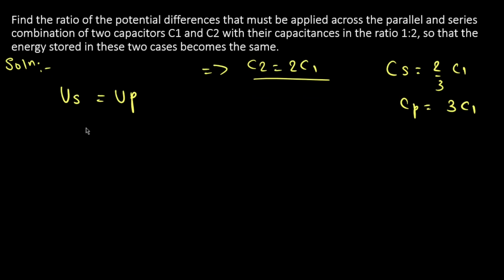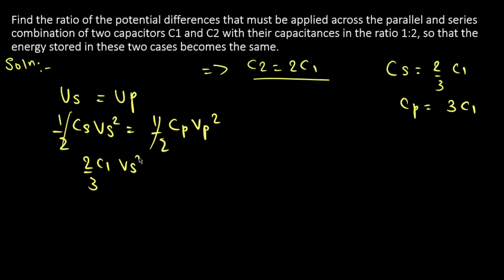For that we need to find out the potential difference that must be applied. So you know that energy stored in a capacitor is given by half CV square. So when the capacitors were connected in series, it will be half Cs Vs square, which will be equal to half Cp Vp square when the capacitors are connected in parallel. So half gets cancelled, and we know the value of Cs is 2 by 3 C1 into Vs square equal to Cp, which is 3 C1 into Vp square.